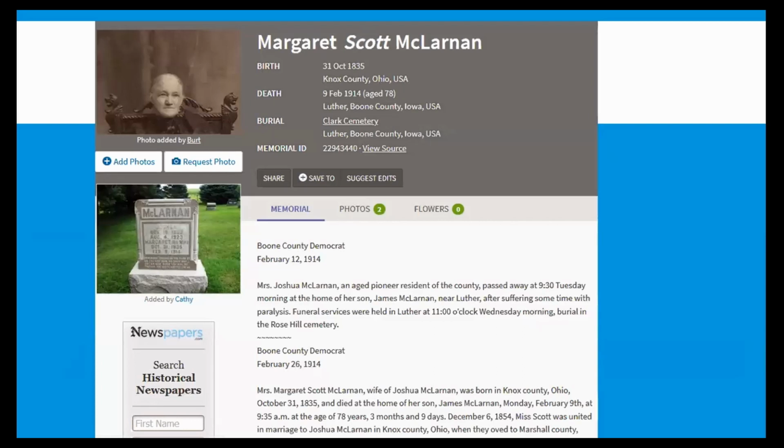Well, first of all, this is a great Find a Grave. Somebody has posted up a photograph of Margaret so you can see what she looks like. You can see the photograph of the tombstone as well. Somebody has typed in a transcription of her obituary that was in the newspaper. They put a citation on there so you can find it again. And they've put on her maiden name. And can you see what her maiden name is? It's Scott.